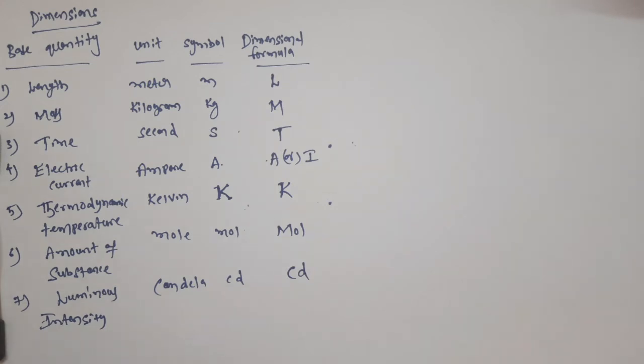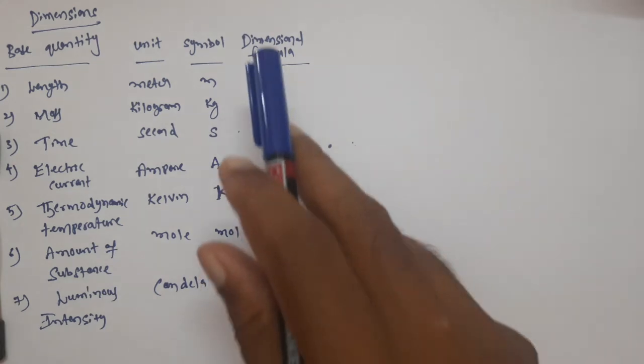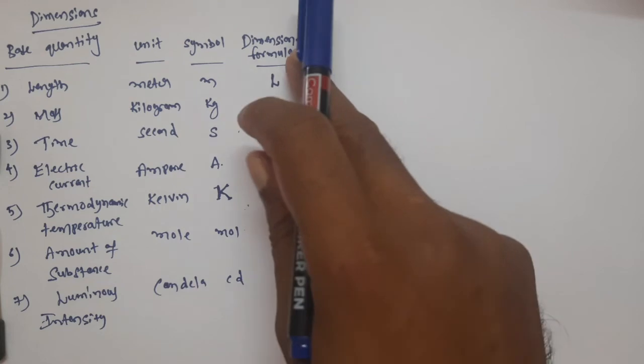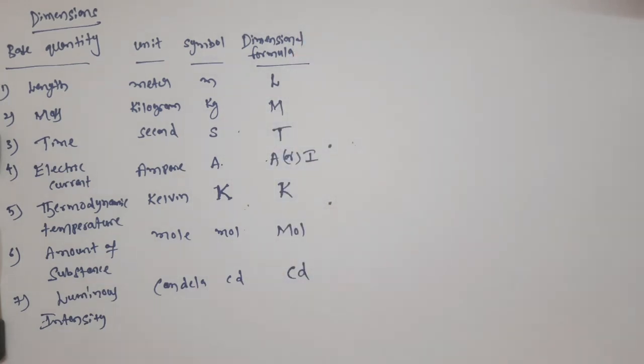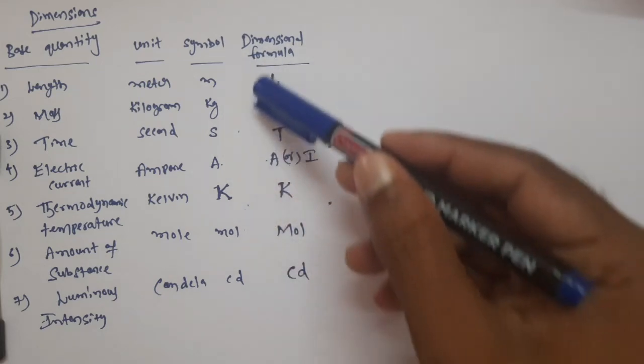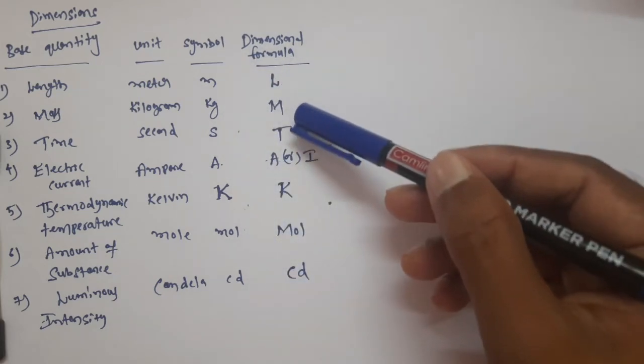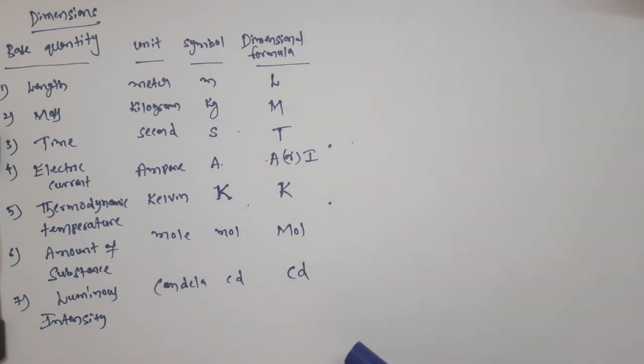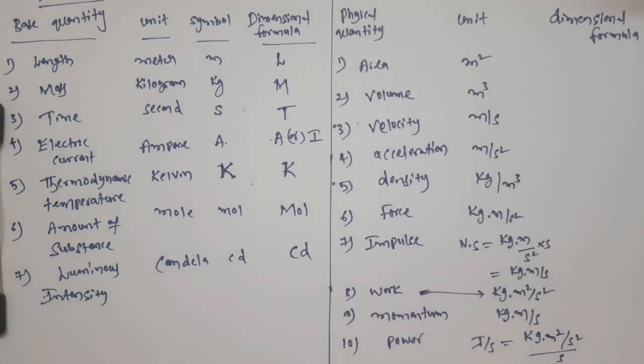But in physics, any physical quantity can be expressed by some or a few of these 7 fundamental physical quantities. When we write the dimensional formula for any derived physical quantity, we will get just a few of these. Usually we do not get all of them. We may get LM, we may get MT, and so on. Now let us see the dimensional formula for a few derived physical quantities.